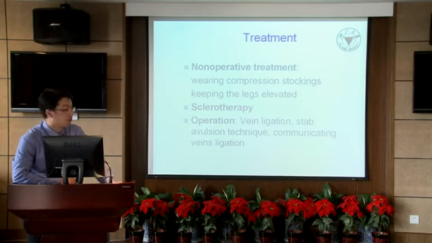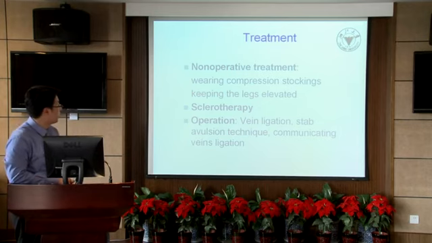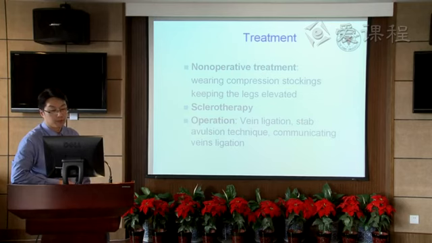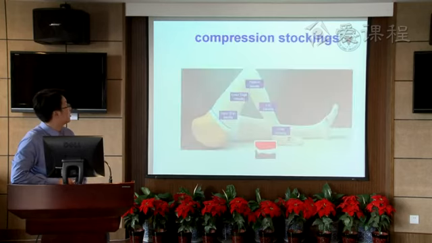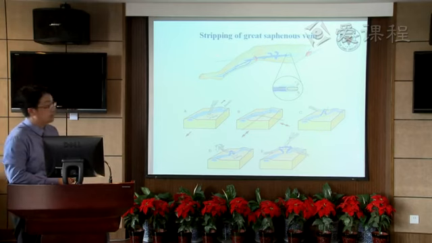And the treatment includes non-operative treatment, sclerosis therapy, and operation. Wearing compression stockings and keeping the legs elevated is the non-operative treatment. For the operation, there is vein ligation, stripping techniques, communicating vein ligation. This is a compression stocking. This figure shows the stripping of the greater saphenous vein.